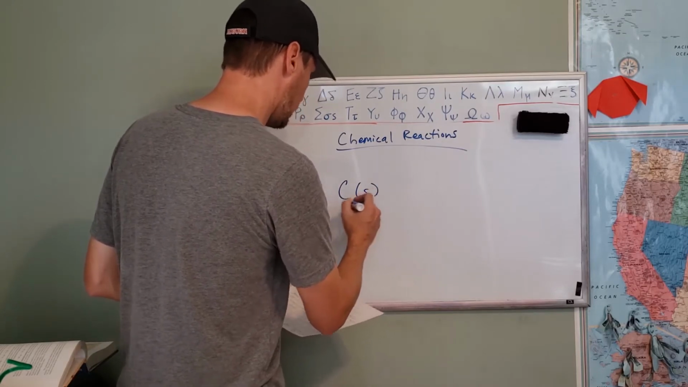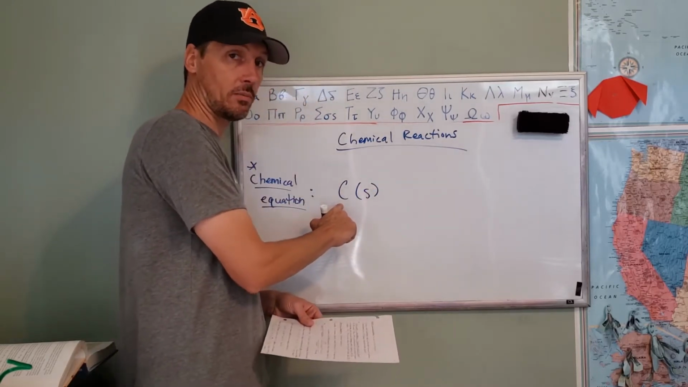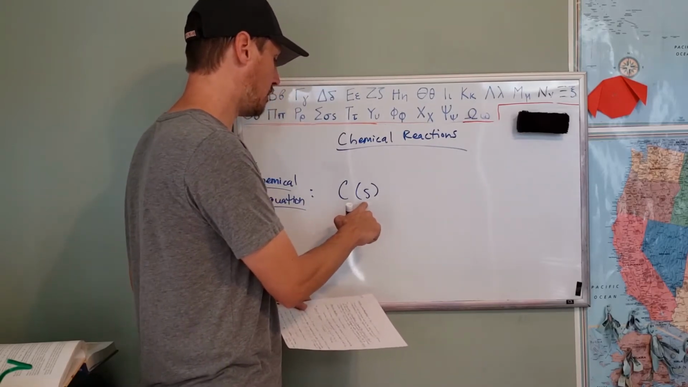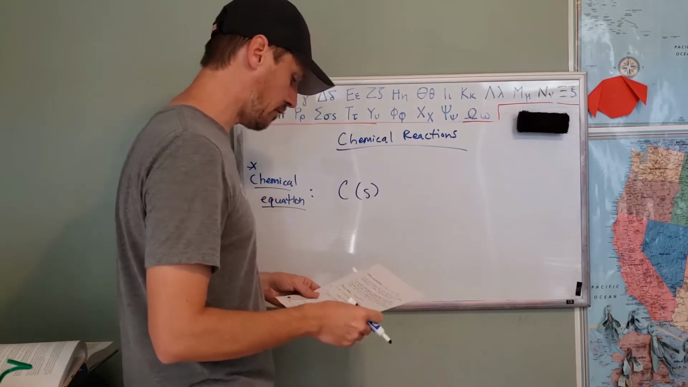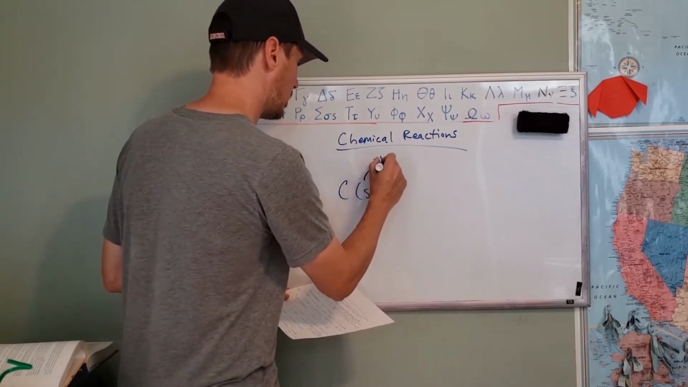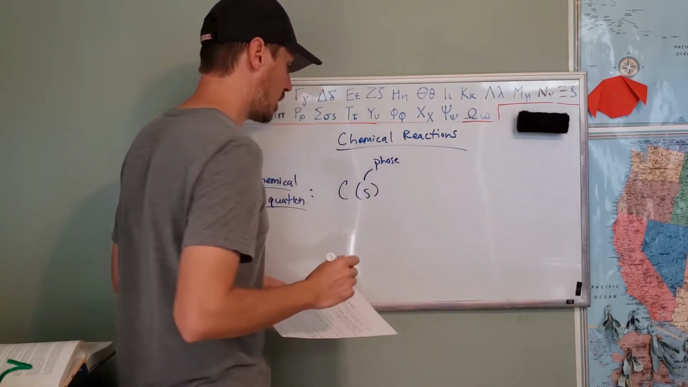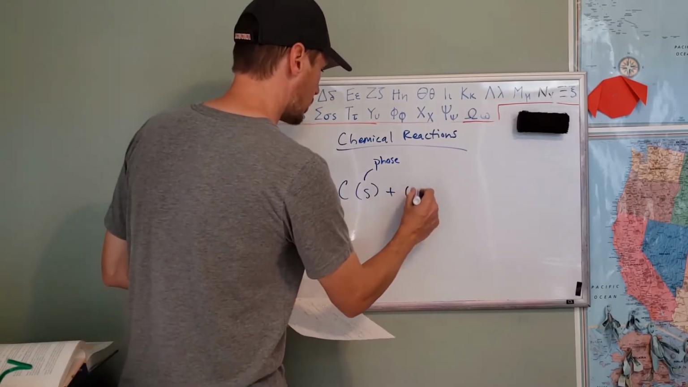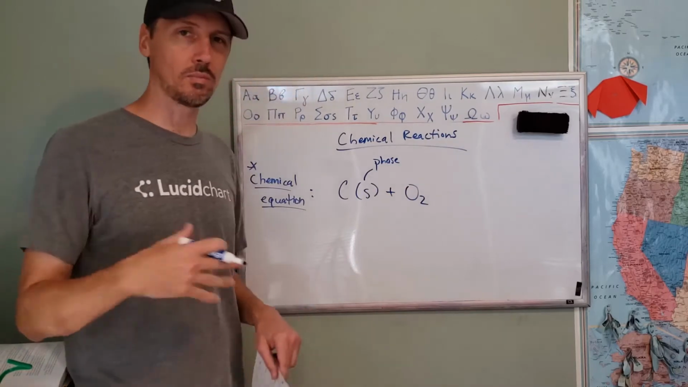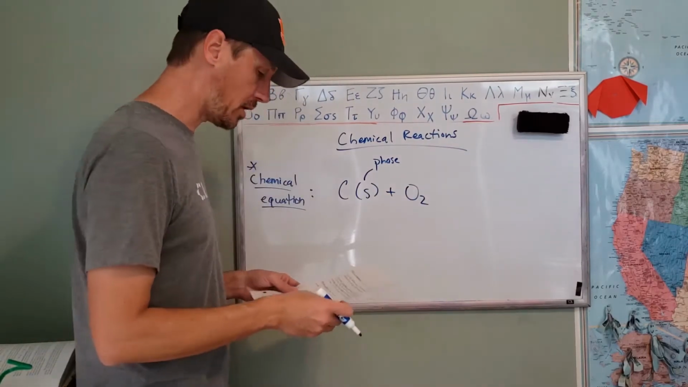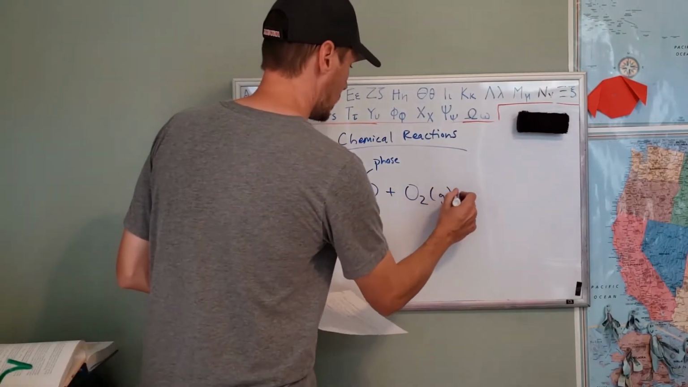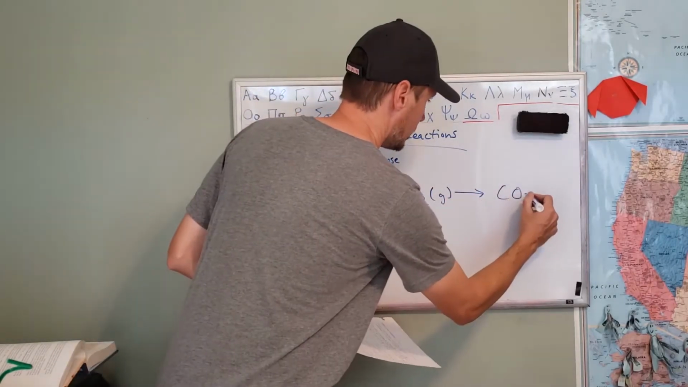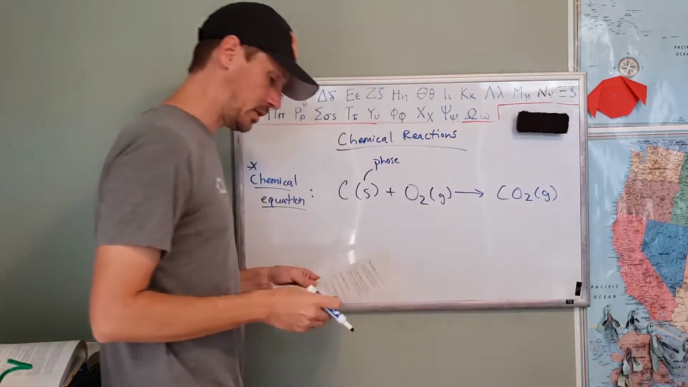You have solid carbon. The C tells you which element we're talking about, right? The letter in parentheses here tells you the phase of that compound. So in this case, it's in the solid phase. So it's carbon plus O2. That should make sense because when you burn something, you got to have oxygen in order to burn it, right? The oxygen is in its gas phase, and then that produces carbon dioxide, CO2, also in its gas phase.